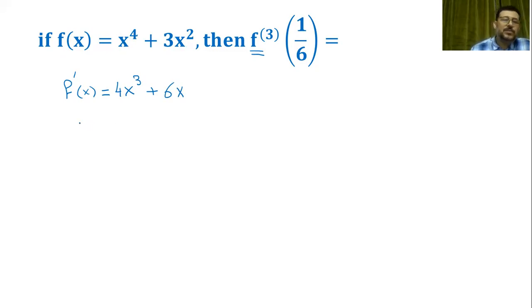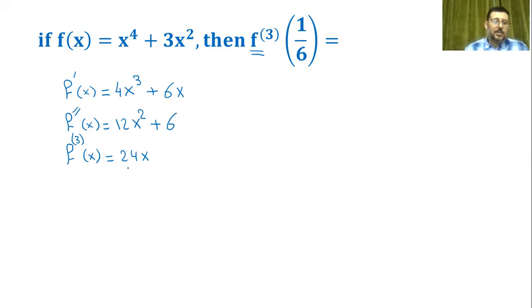I want the third derivative. So I take the derivative of f prime. I'll get f double prime of x equals 3 times 4, 12, x to the power 3 minus 1 is 2, plus 6 times x. Derivative of x is 1, 1 times 6 equals 6. This is the second derivative. What about the third derivative? The third derivative of f of x equals 2 times 12 equals 24, x to the power 1, plus the derivative of 6 is 0 because it's a constant.